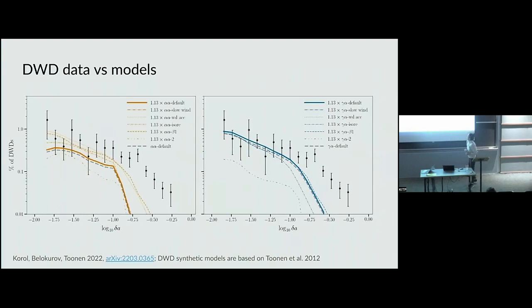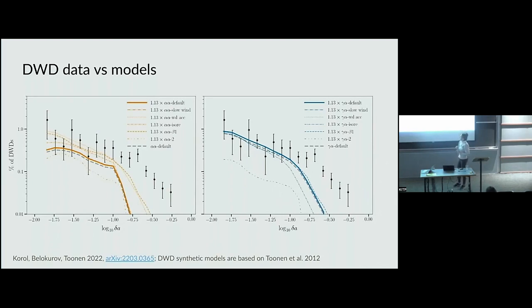Then I got a bit less excited when I compared my models with the data at face value. Again, this is the alpha common envelope and gamma common envelope model. We're doing well at short orbital separation, but the models lack some binaries at wider orbital separations. I ran a few model variations, and I couldn't make up the match. So I actually don't know how to solve the mismatch at the moment.